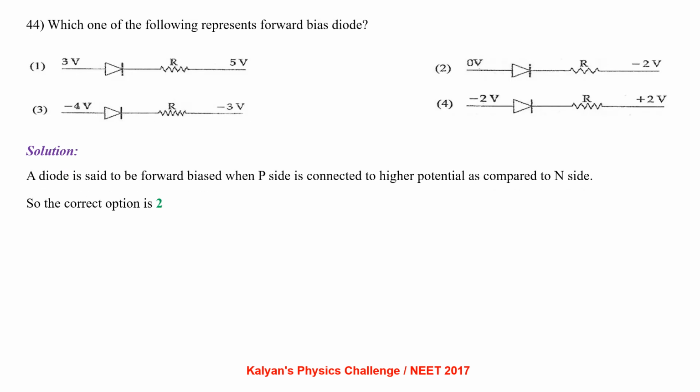Which of the following represents a forward biased diode? See the diagram carefully for some time. A diode is said to be forward biased when the P side is connected to a higher potential than the N side. Remember, here the P side need not have positive potential and the N side need not have negative potential. As compared to the N side, the P side should have larger potential. So the correct option is 2.